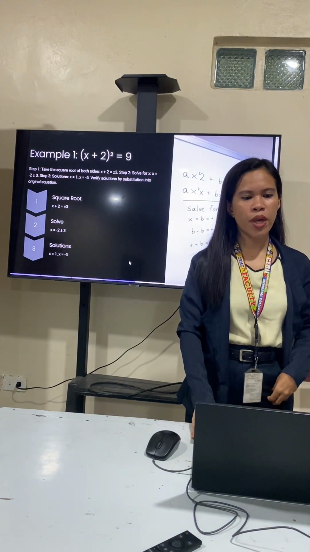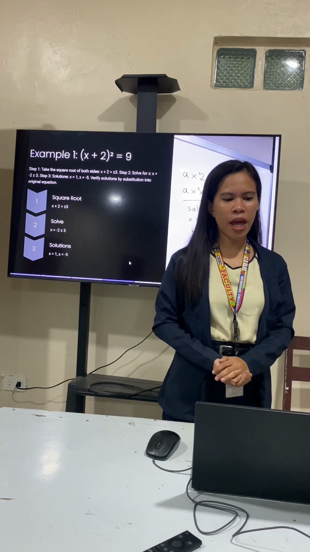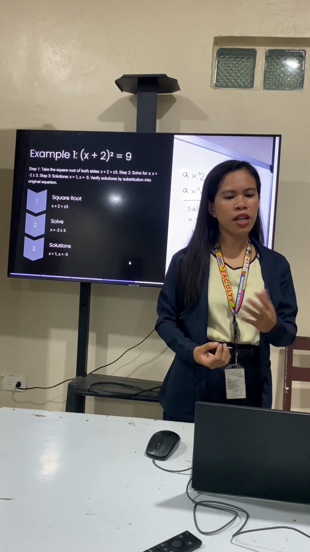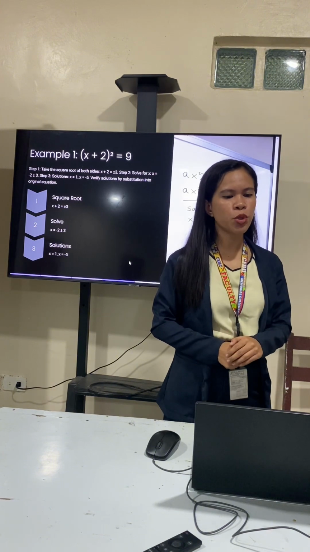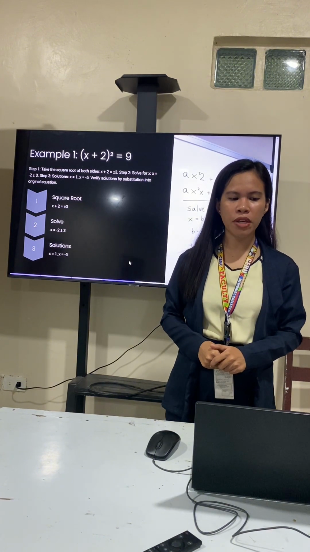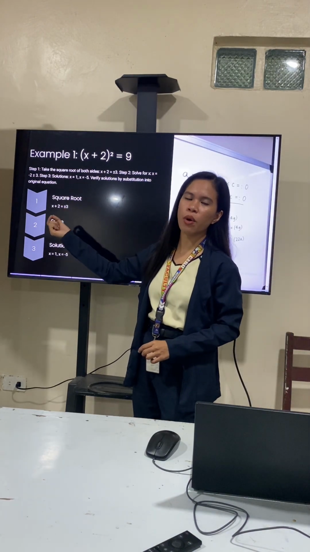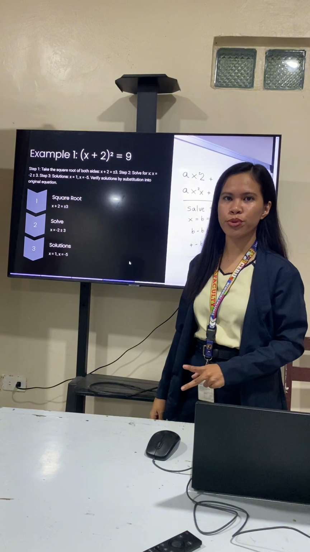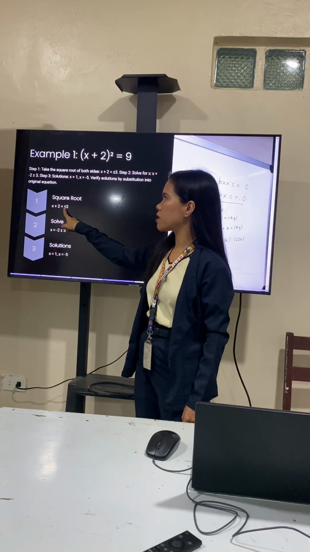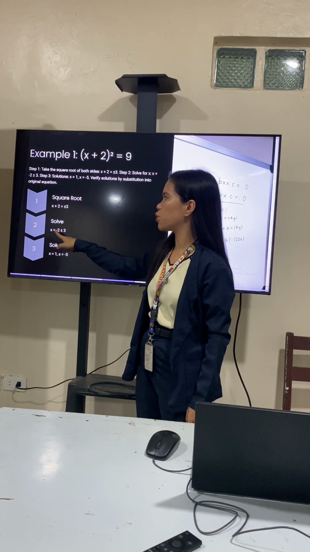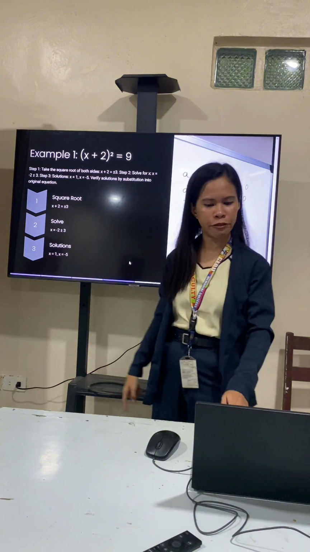Example number 1. We have the square of x plus 2 equals 9. Again, apply those steps. They're isolated already, the square of x plus 2 and the 9. So we have to square root both sides. The square root of both sides will give us x plus 2 is equal to positive negative 3. Take note that if we square root a number, we can have 2 roots, positive and negative 3. So we can have 2 answers here. Negative 2 plus 3 gives us 1, and negative 2 minus 3 gives us negative 5.